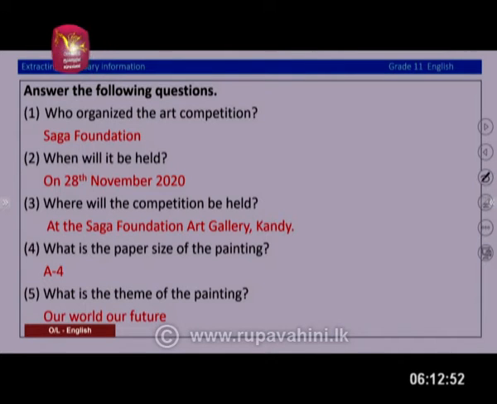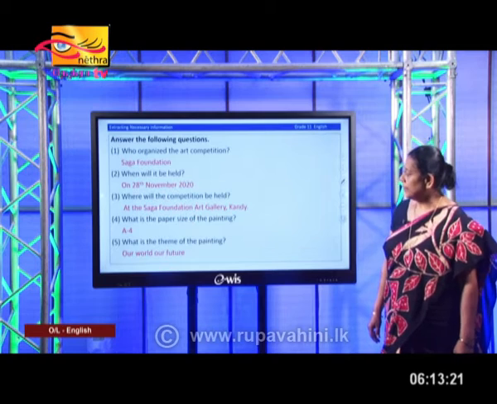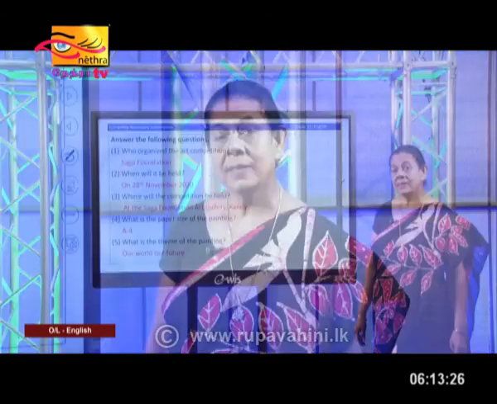Second one. When will it be held? On 28th November 2020. Third one. Where will the competition be held? At the Saga Foundation Art Gallery, Kandy. Fourth one. What is the paper size of the painting? A4. What is the theme of the painting? Our world, our future. Have you found out all the answers?